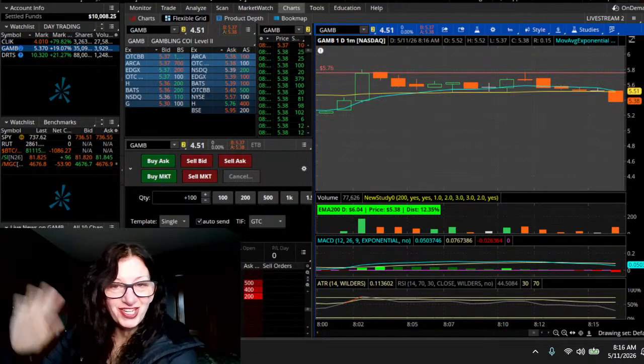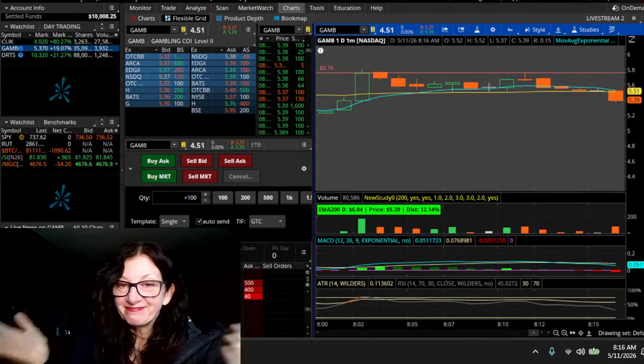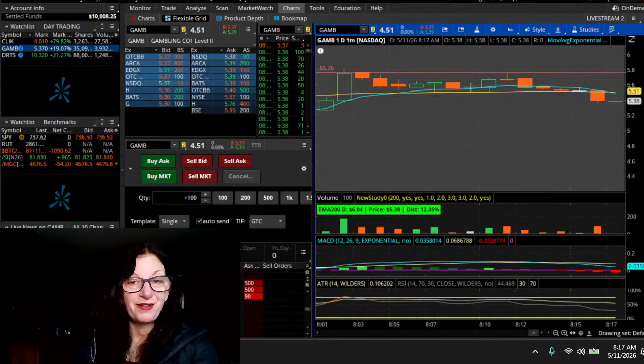Good morning, HG. No trades yet. Just kind of waiting, looking for stuff.